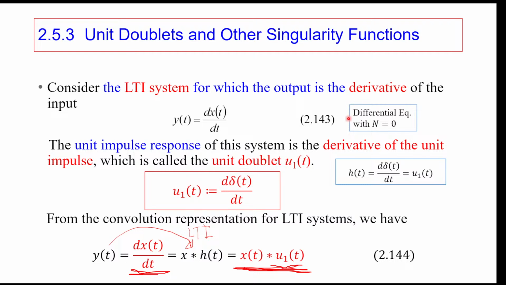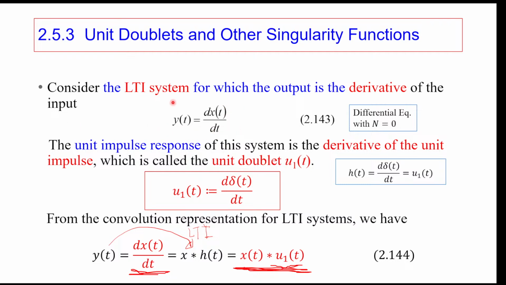It's a differential equation with big N equals 0, so you don't need any auxiliary condition. Also, you can just look at this equation and see that if you give me x of t, I can calculate y of t at any t. This system is indeed LTI, and you can check it yourself very easily. It's linear, and if you time delay the input, you also get a time delay in the output, because dx dt becomes dx dt of t minus t0.